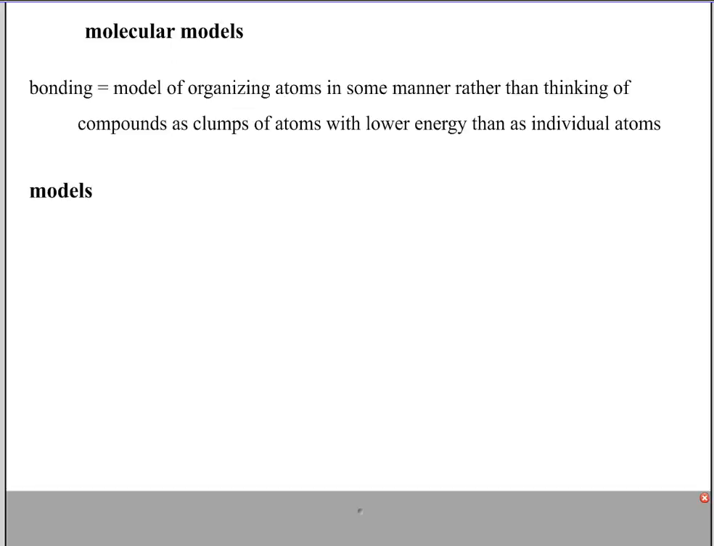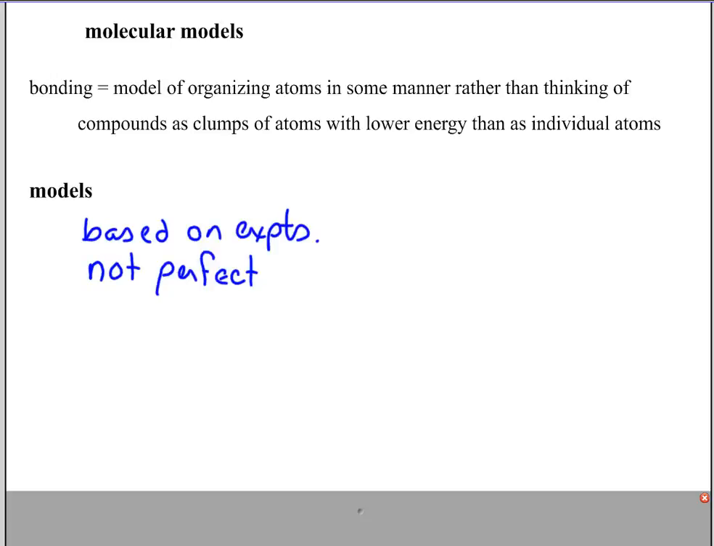So when we talk about models, there are a couple of things we need to keep in mind when we're describing or when we're referring to models. Models are based on experiments. Models are not perfect. Models allow us to make predictions, and models are somewhat simplistic. They allow us to see perhaps some part of the concept, but not the whole thing.